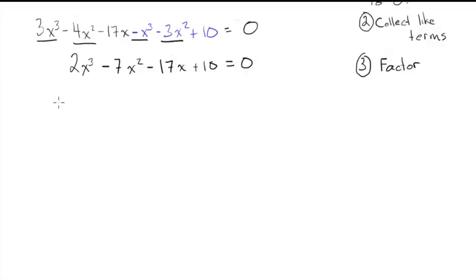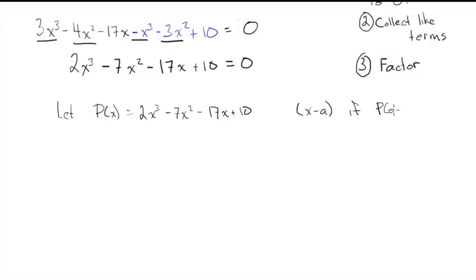In order to use the factor theorem, we're going to have to say let p at x equal 2x cubed minus 7x squared minus 17x plus 10, and we want to figure out what number can we evaluate this function at such that p at that number is 0, because that would mean that x minus that number is a factor. Recall that x minus a is a factor if p at a equals 0. This is basically the factor theorem.